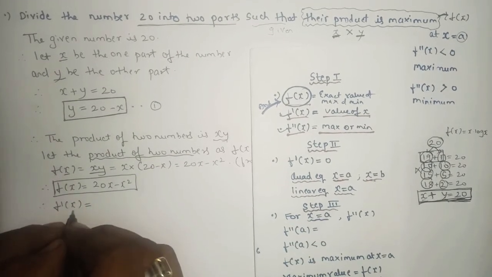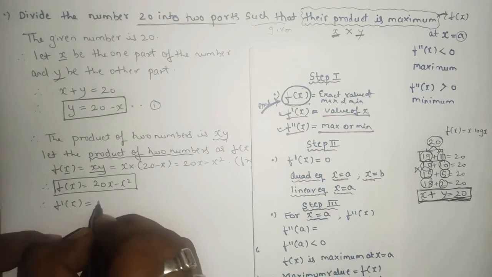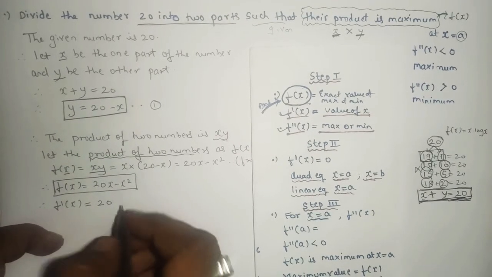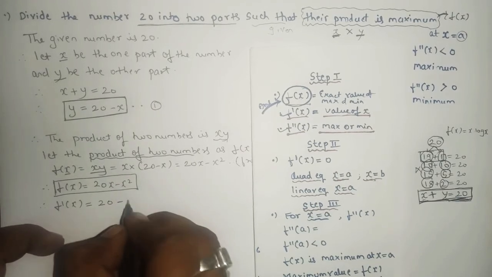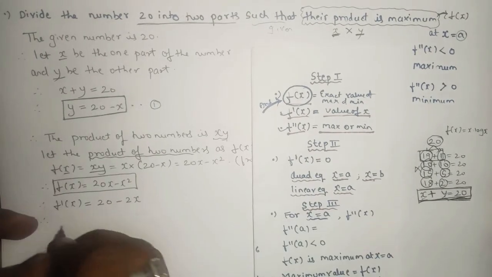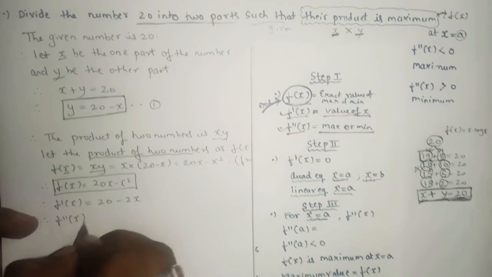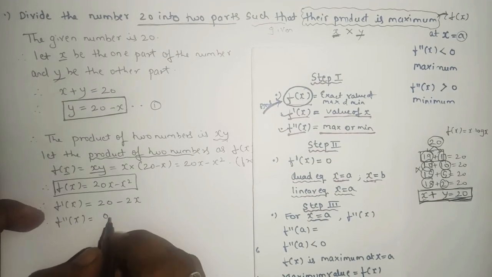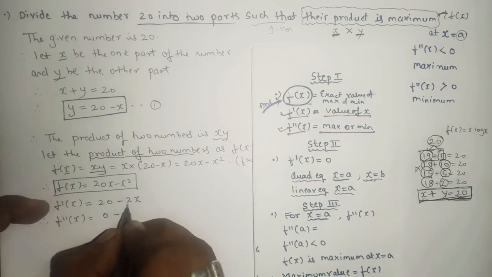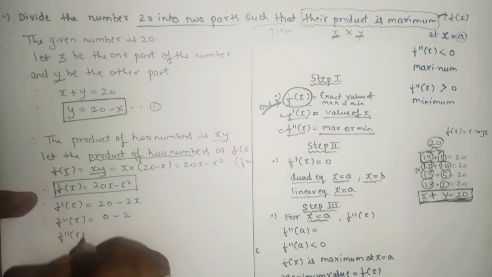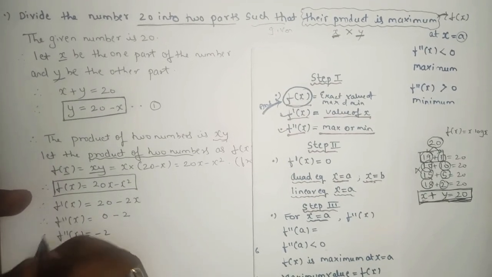So after this, f dash x: the derivative of 20x will be what? 20, yes or no. Minus x square derivative will be what? 2x. So we got f dash x also. Then after that we have to find the double derivative. So the derivative of 20 will be what? 0. Minus the derivative of 2x will be what? 2. So here we got f double dash x as minus 2.